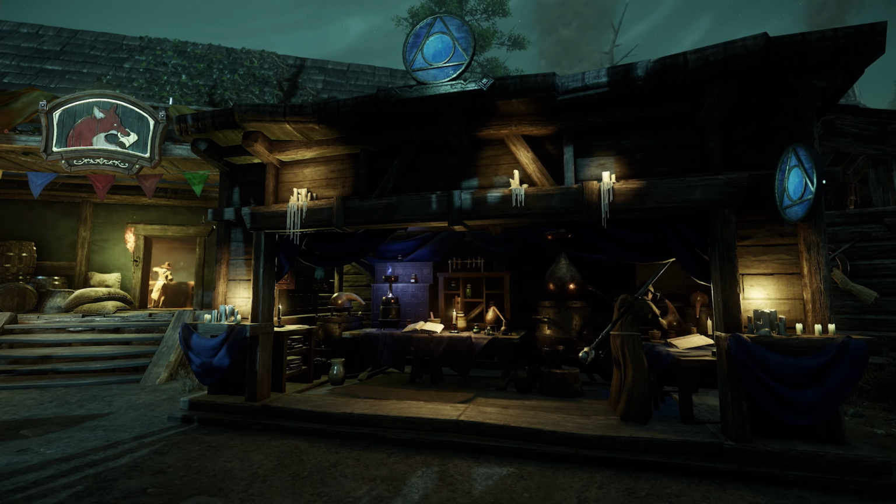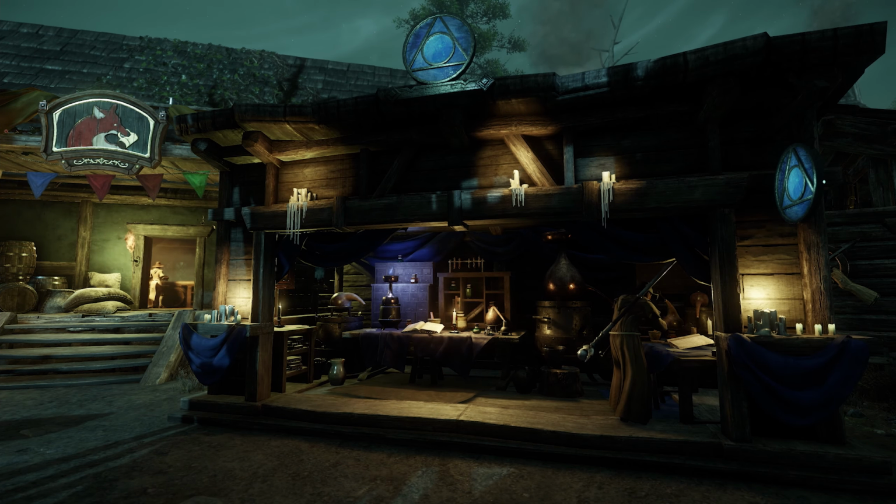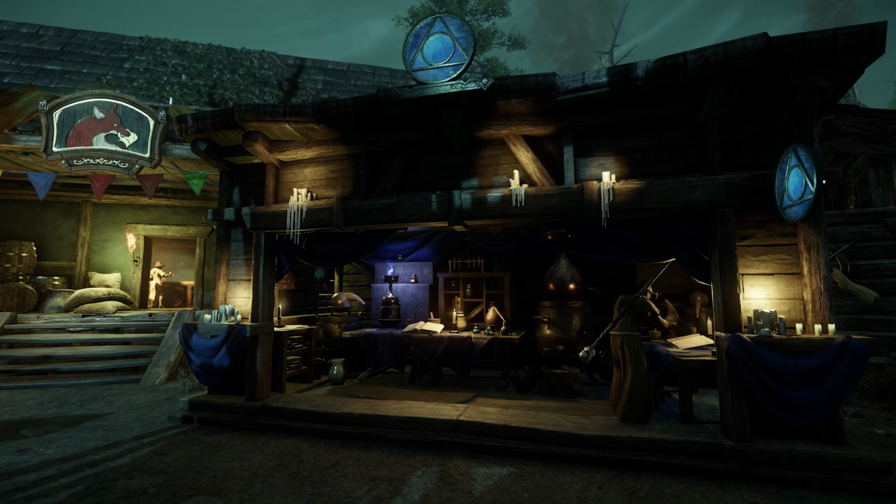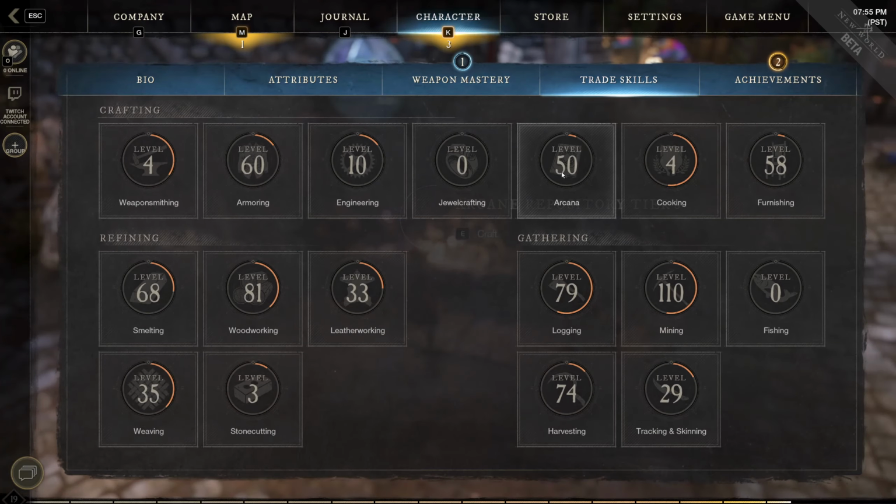This time I'll be sharing with you my favorite way to level up the Arcana skill from 1 to 50. Let's go! To level up Arcana, you need to use the Arcane Station, and my level up process is divided into two phases. Phase 1 is to get you from level 0 to 5, and phase 2 is to get you from level 5 to 50.